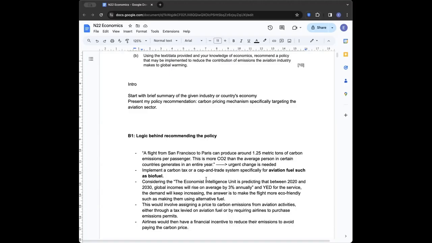either through a tax levied on aviation fuel or by requiring airlines to purchase emission permits. Then airlines would have a financial incentive to reduce their emissions and use more eco-friendly fuels. So that's why I recommend this policy.